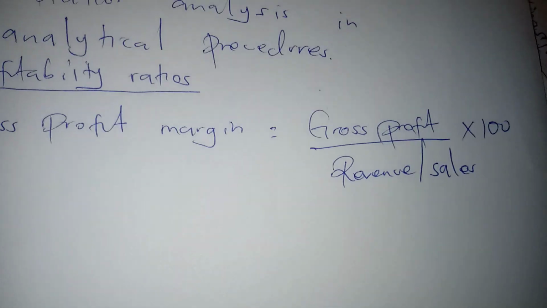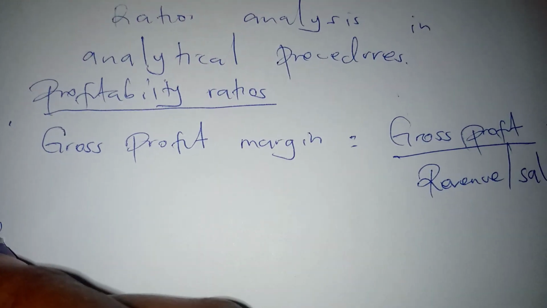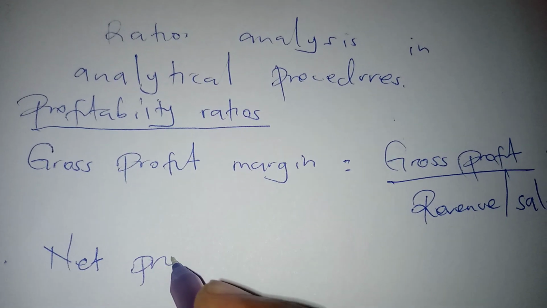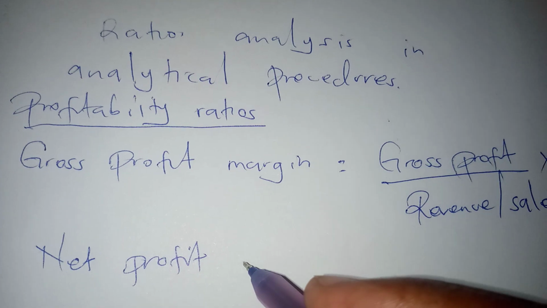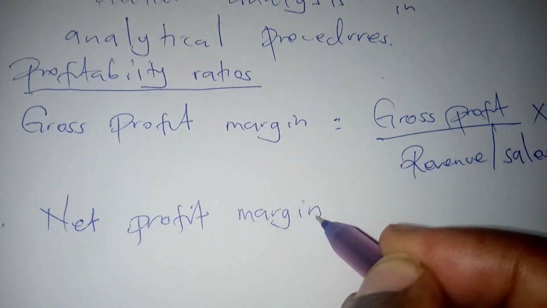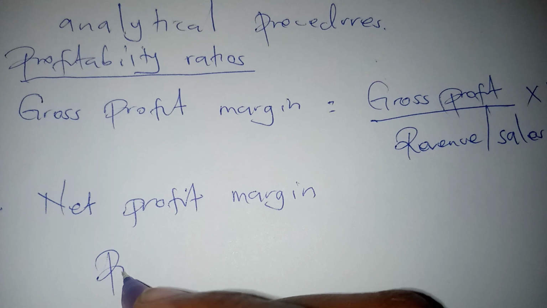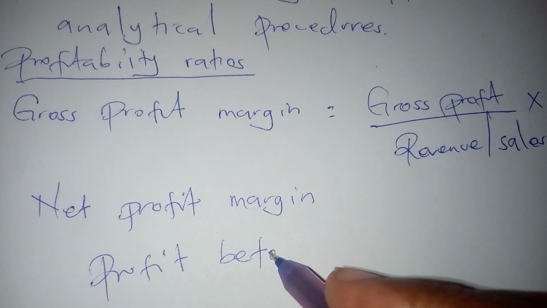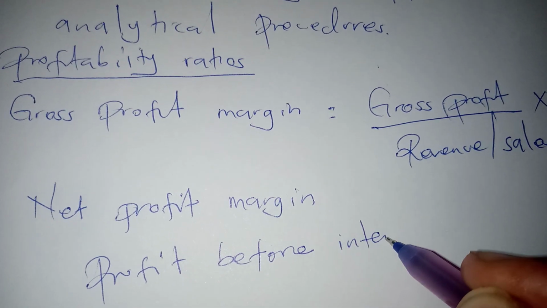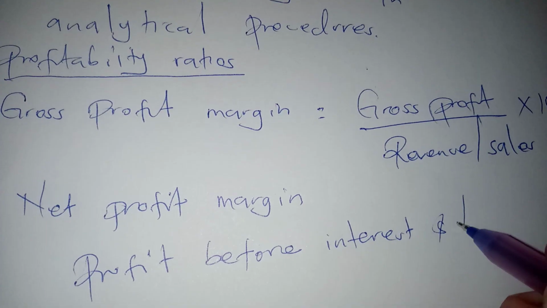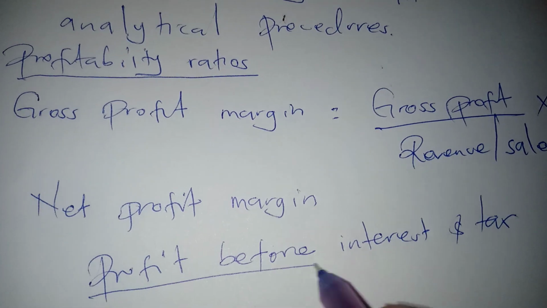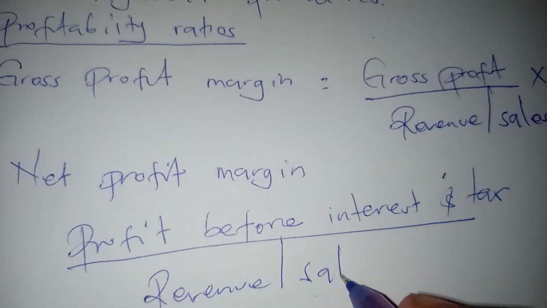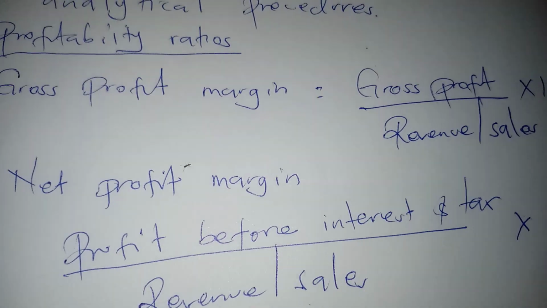Then the second profitability ratio is net profit margin. And the formula for this is profit before interest and tax out of revenue or sales times 100.